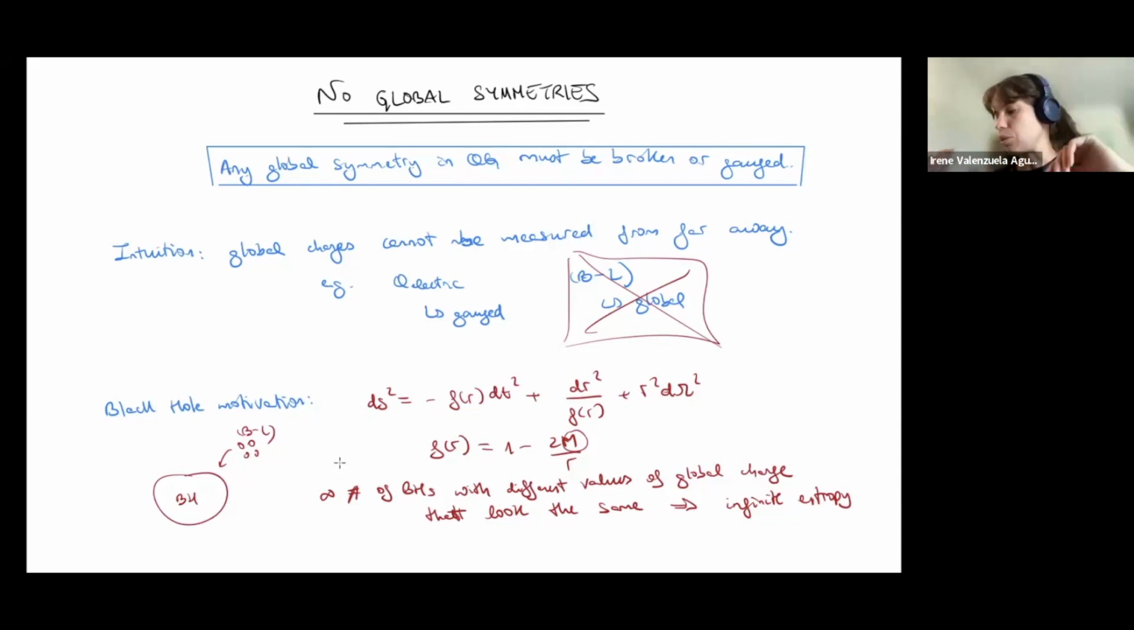You could also do arguments based on remnants, like saying you will now have infinitely many black holes that are stable, they can be degenerate, they are going to spoil the effective field theory and so on. But basically, the problem comes from the fact that from the exterior, you cannot measure this charge. Okay. Any question?